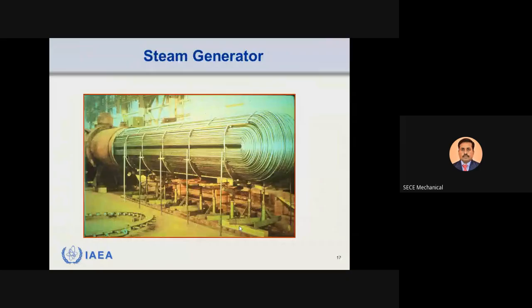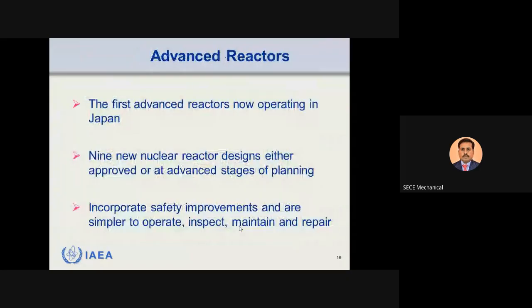These are the topics we discussed. Today we are going to discuss the advanced reactor. The first type of advanced reactor was developed in Japan. It is a gas-cooled, high-temperature reactor. Nine new reactor designs are either approved or at an advanced stage of planning; they incorporate safety improvements and are simpler to operate, inspect, maintain and repair. We call this an advanced reactor based upon its safety provisions.